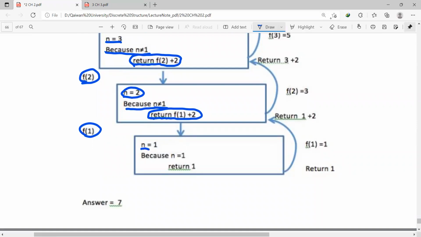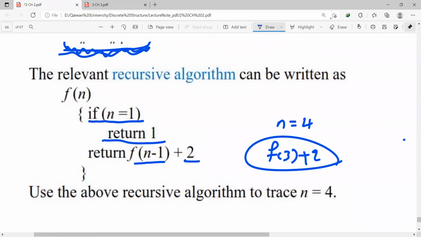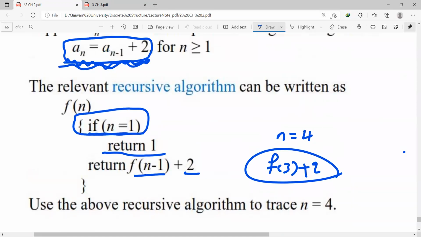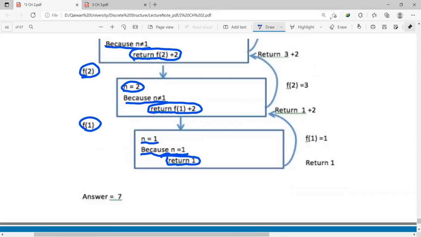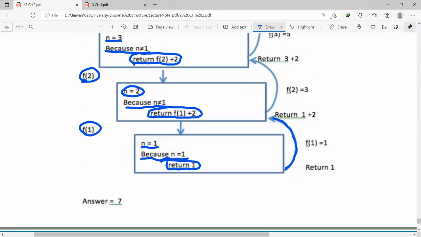Here n equals 1, and it satisfies the condition. If we return to the previous slide, if n is 1, return 1. So here, for n equals 1, return 1. Then, after returning 1, it returns to the one above. Here, we return f of 2. f of 2 is f of 1 plus 2. f of 1 is 1, plus 2 is 3. So f of 2 is 3.